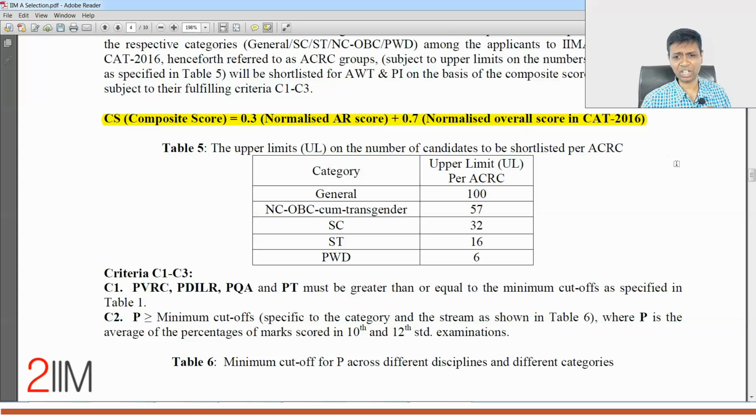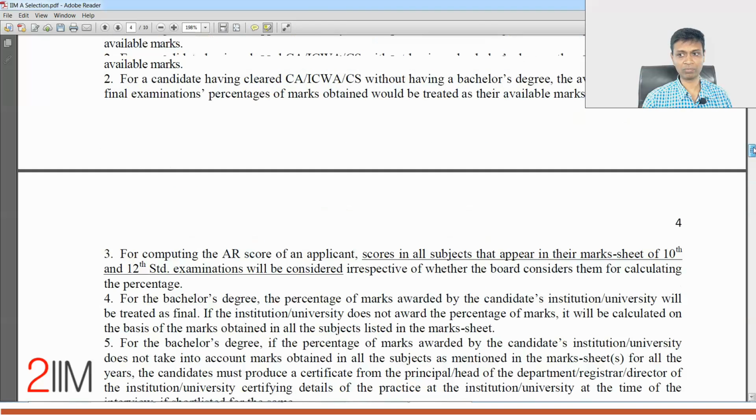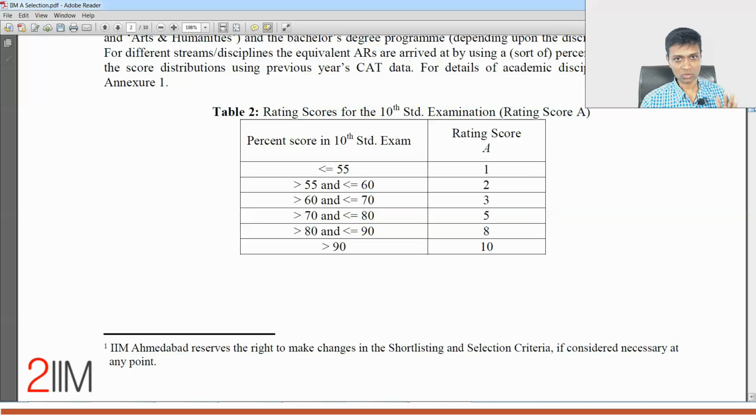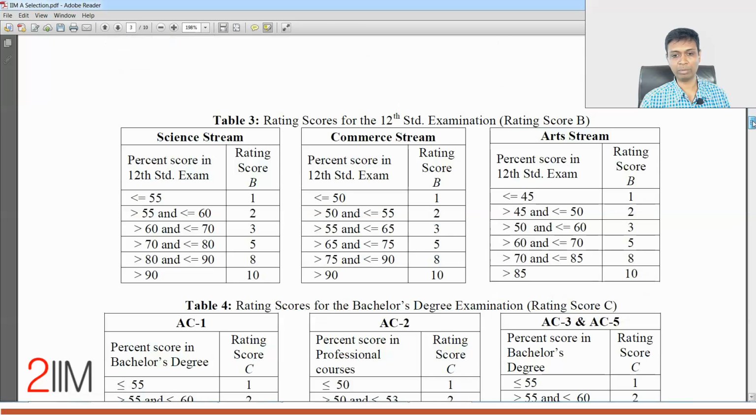Now this application rating score, what goes into this? 3 parts: 10th standard, 12th standard and undergraduation. 10th standard marks, how do they incorporate them? They have a very simple table. If you got above 90, you'll get 10 marks, 80 to 90, 8 marks, 70 to 80, 5 marks and so on. So based on your 10th standard marks, they'll give you some marks for this application rating score. They're calling this A. For 12th standard marks, they call it B, and for undergraduation, they call it C.